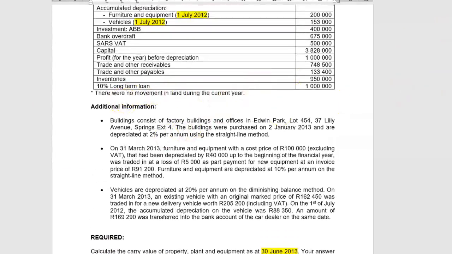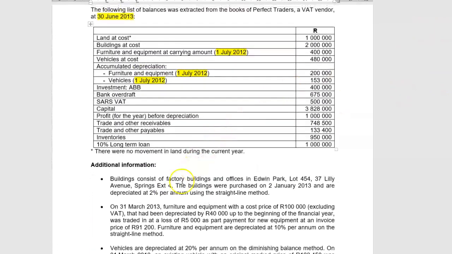Additional information. Buildings consist of factory buildings and offices in Edwin Park, Lot 454, 37 Lily Avenue, Springs Extension 4. The buildings were purchased on 2 January 2013 and are depreciated at 2% per annum using the straight line method. So as at the beginning of the year, we only had land. During the course of the year, we also acquired the buildings. When? Halfway through the year, on the 2nd of January.